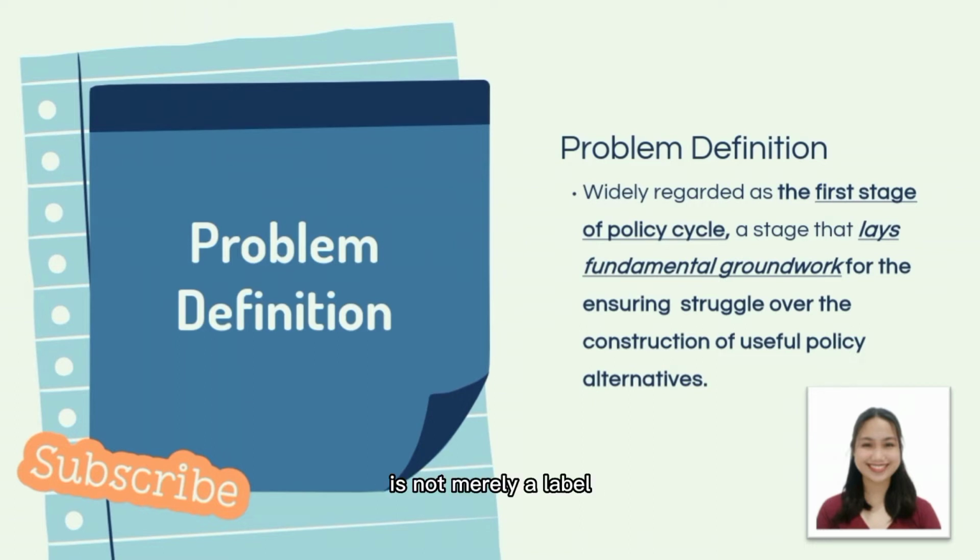Definition in this sense is not merely a label for a set of facts and perceptions. It is a package of ideas that includes, at least implicitly, an account of the causes and consequences of some circumstances that are deemed undesirable and a theory about how a problem may be alleviated. A problem definition highlights some aspects of the situation. It pushes forward some potential solutions and neglects the rest of the solutions that will not be helpful with the public's problems.